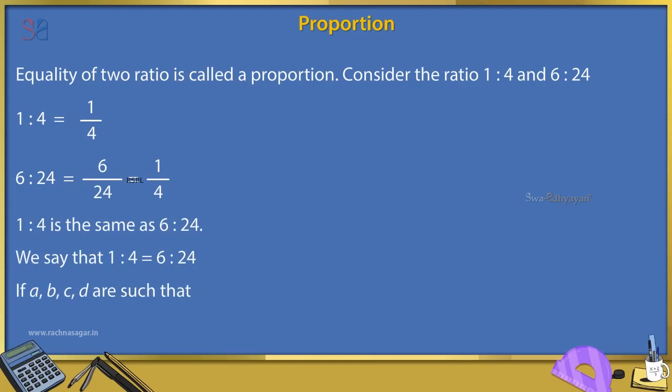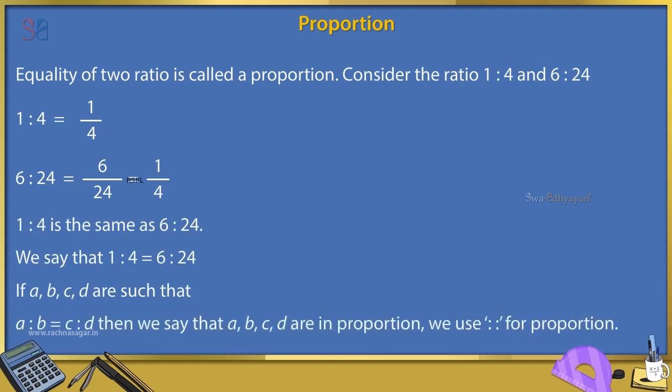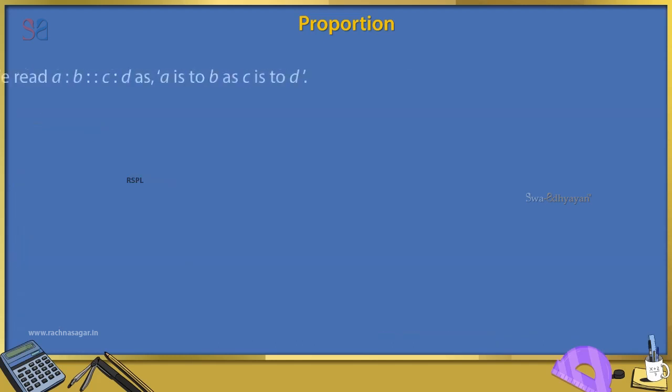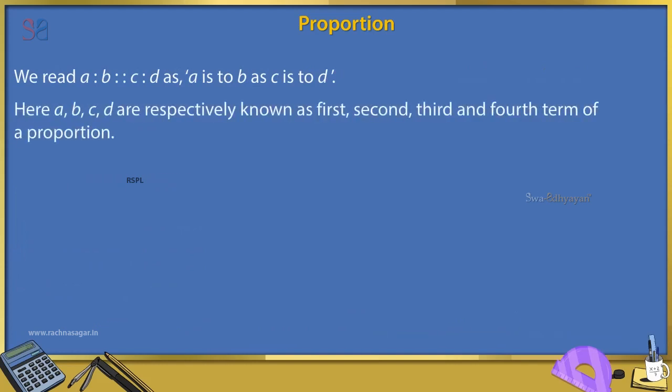If A, B, C, D are such that A is to B is equal to C is to D, then we say that A, B, C, D are in proportion. We use a special symbol for proportion. We read A is to B is in proportion to C is to D, as A is to B as C is to D. Here A, B, C, D are respectively known as first, second, third and fourth term of a proportion.